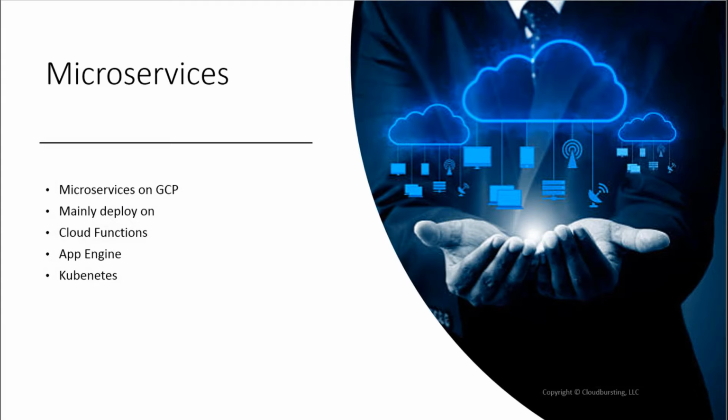With microservices on Google Cloud Platform, you mainly want to deploy them on Cloud Functions or App Engine. You could also deploy them on Kubernetes Engine as well, of course. But with that said, it really depends on the use case. Each of these services has pros and cons around what exactly you're trying to do. So, for example, Cloud Functions is a managed serverless microservices platform. It's really meant for deploying snippets of code. App Engine is more of a development platform, and Kubernetes is more of a container service.